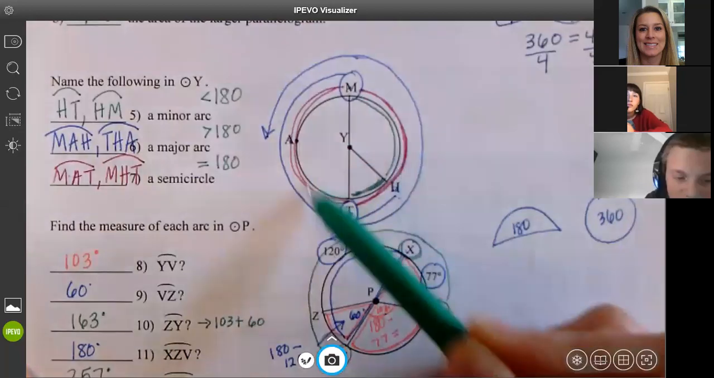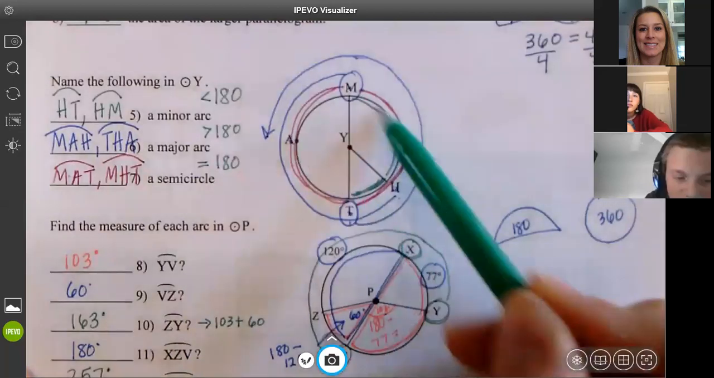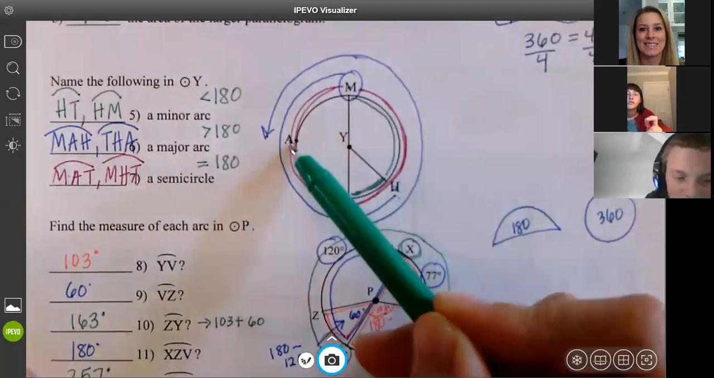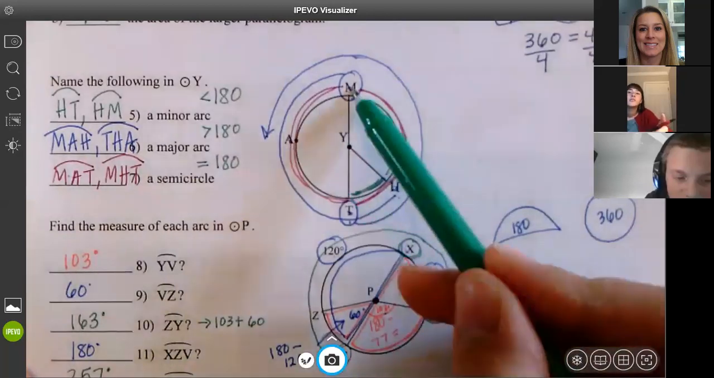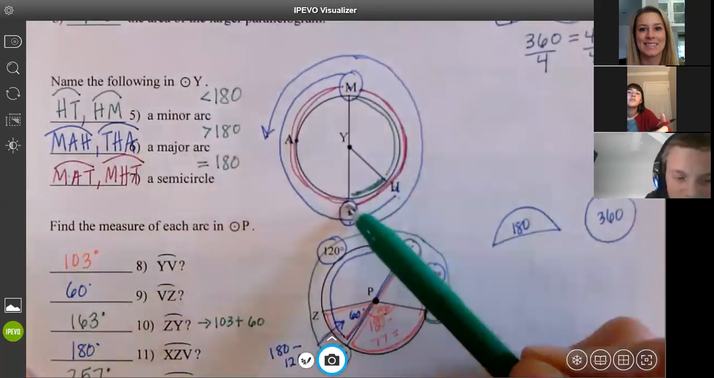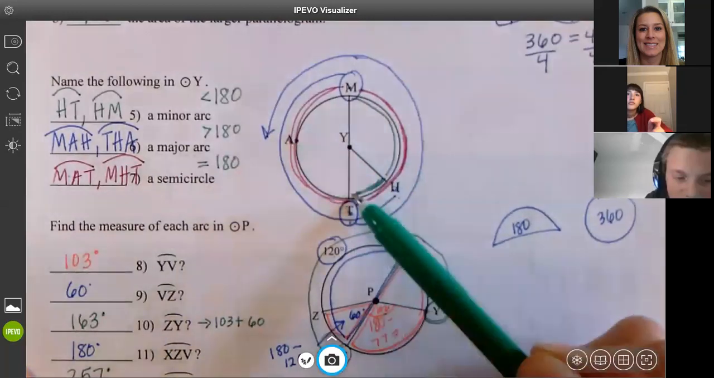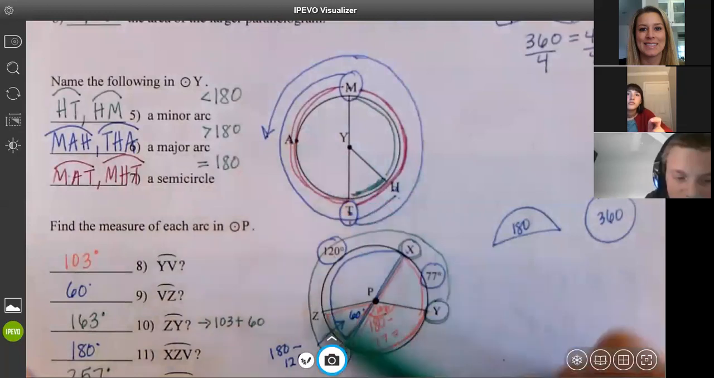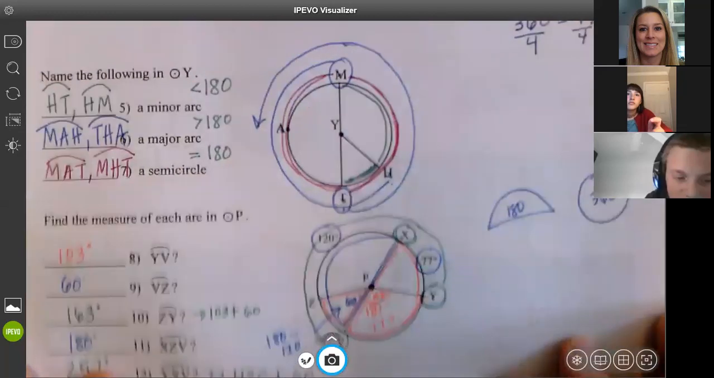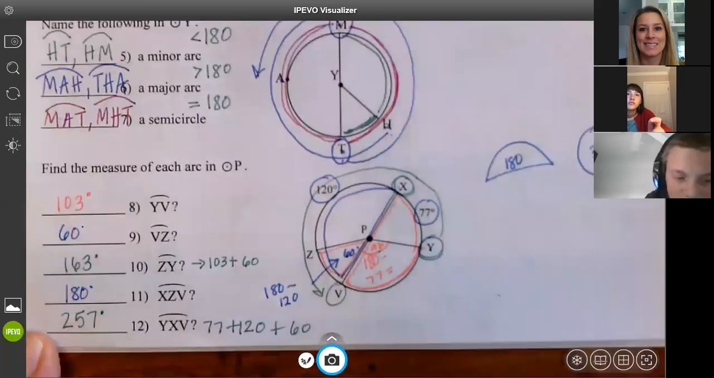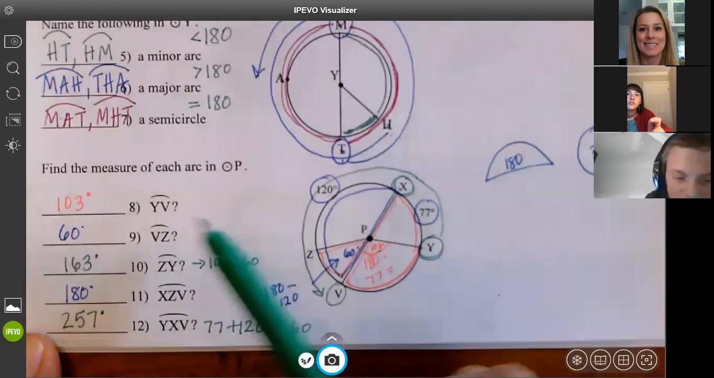That is correct. M, T to A, because you're going 180 degrees and then a little bit more. But if you did M, A, T, that would be a semicircle. Exactly, MAT is a semicircle. So it's just the order that matters a lot. The order does matter for sure. So then the last one on this page is just find the measure of each arc.